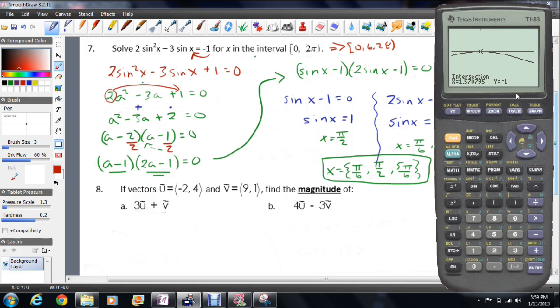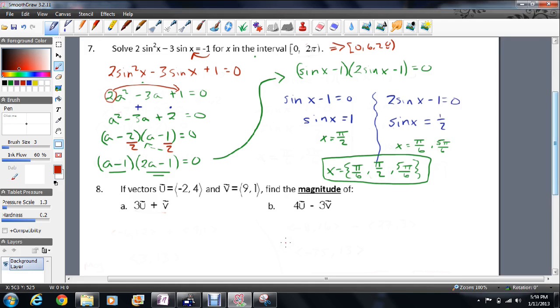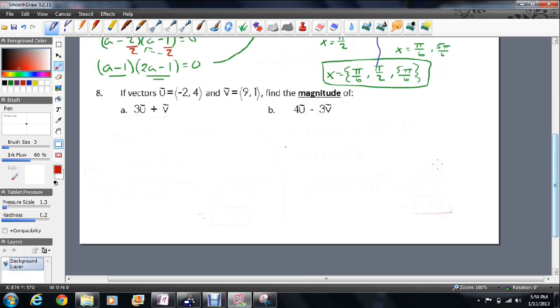There we go. So sometimes you might have to play around with the window in your calculator to get all 3 answers, but there's our third answer. Pi divided by 2 will give you 1.57. Okay. Alright, let's do number 8.